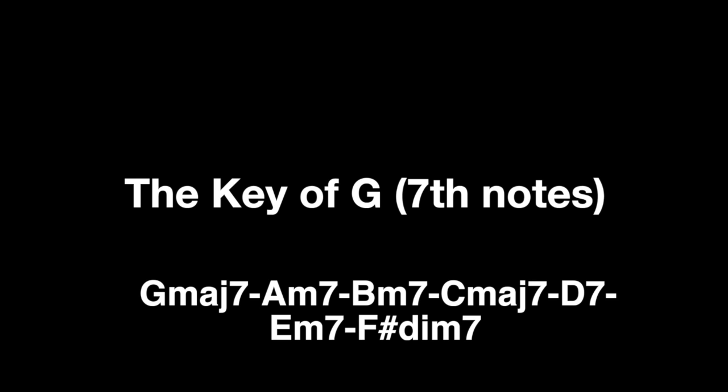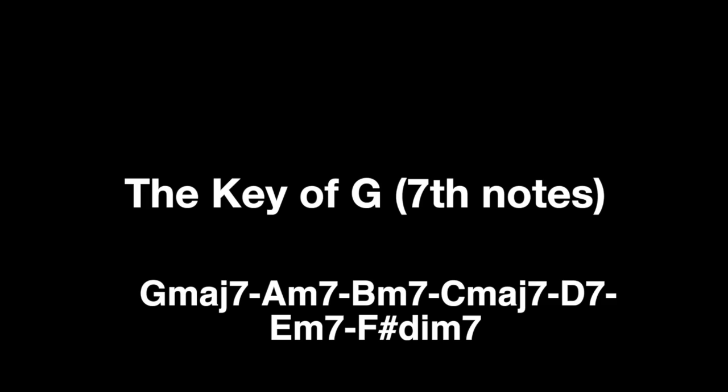playing those 7 chords. So what we've got is the G major 7 is the 1 chord, A minor 7 is the 2 chord, B minor 7 is the 3 chord, C major 7 is the 4 chord, D7 or dominant 7th is the 5 chord, E minor 7 is the 6 chord, and the F sharp half diminished is the 7 chord. Back to your tonic, your basic 1 chord G major 7.